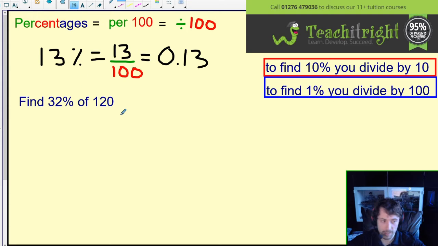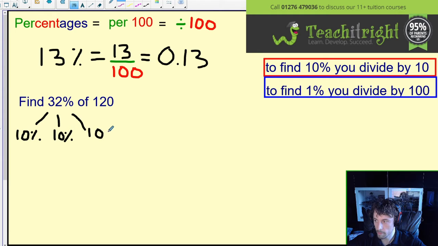Well, the first thing is that any percentage, any number, can be made up of tens and ones. 32 can be made up of a 10%, a 10%, another 10%, and two 1%.